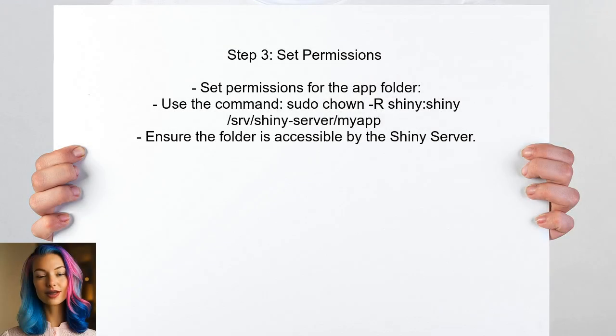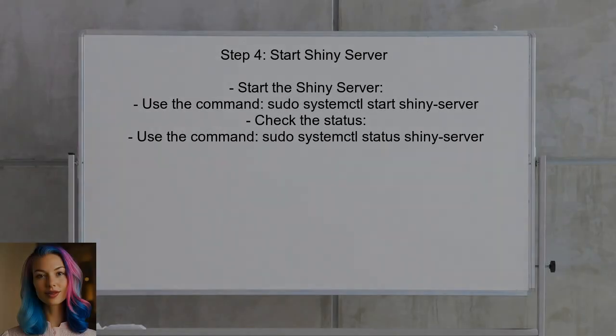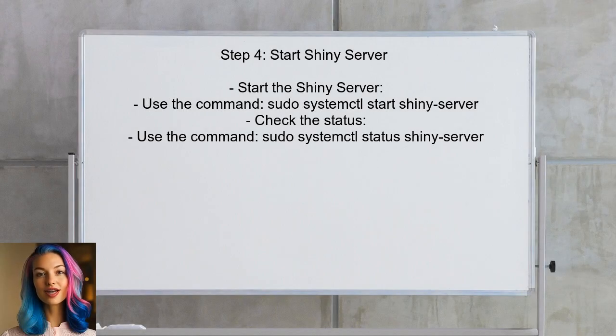After placing the app files in the correct directory, the user should ensure that the permissions are set correctly. This allows the Shiny server to access and run the app without any issues. Now, the user can start the Shiny server if it is not already running. This can typically be done using a command in the terminal. The user should check the status of the server to confirm it is active.